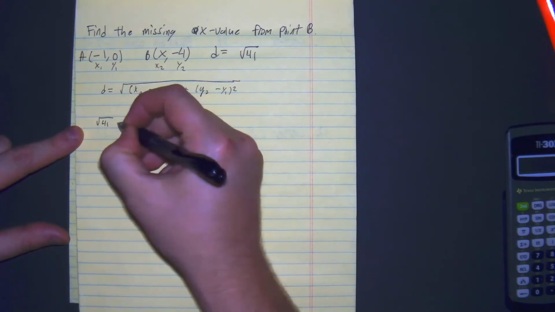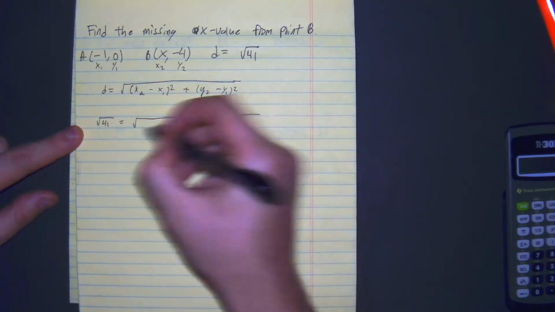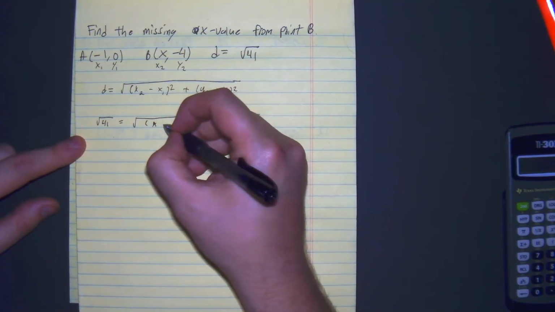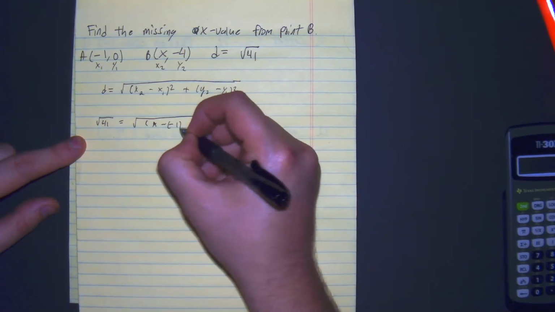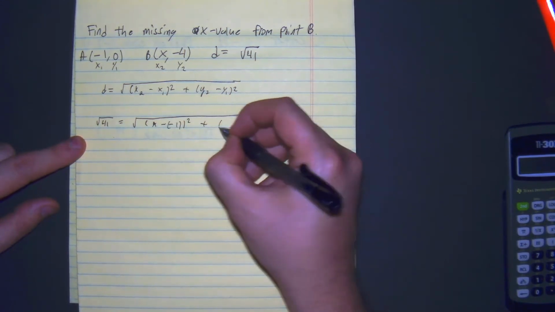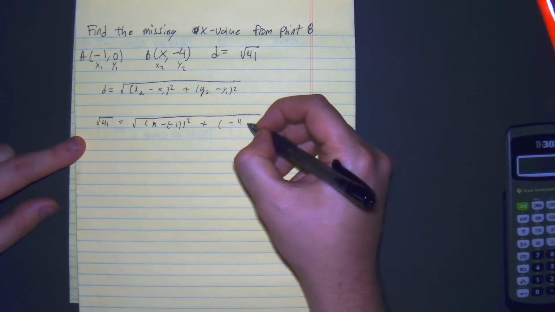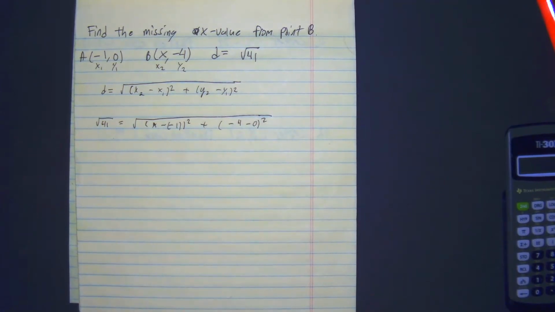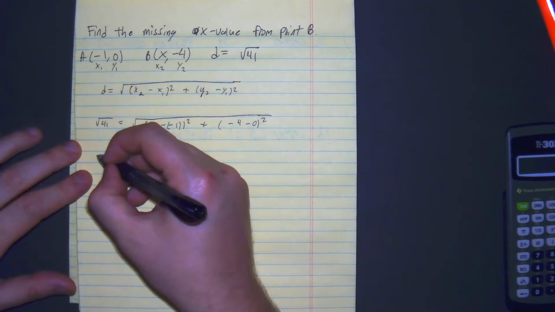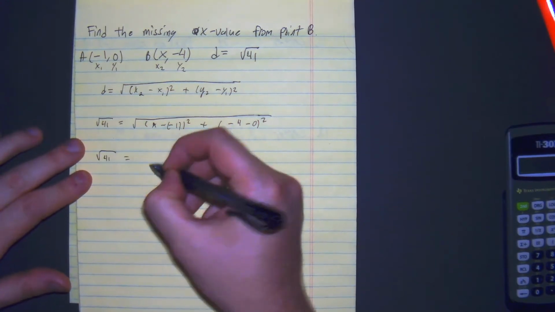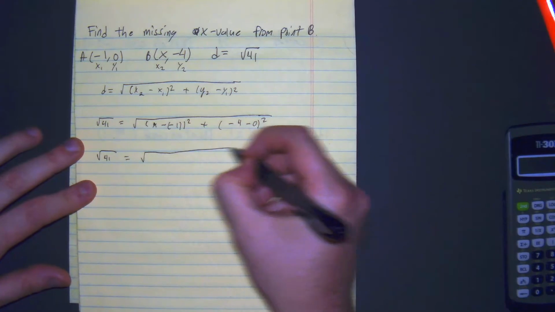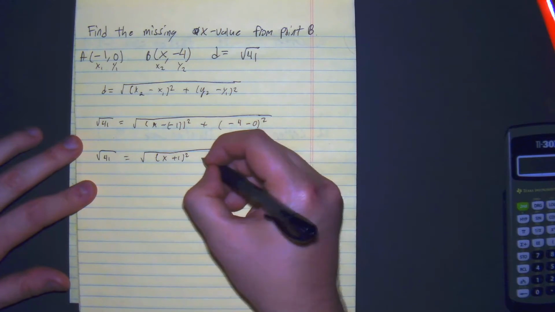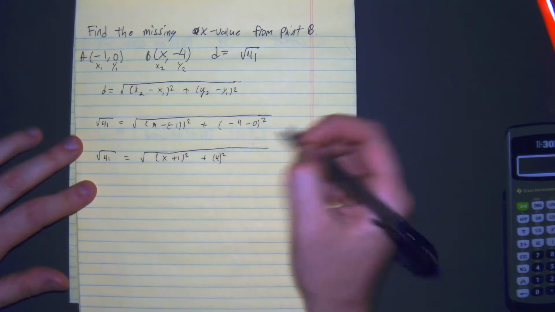Square root 41 is equal to the square root of x minus negative 1 squared plus negative 4 minus 0 squared. So that's the equation written out. I'm going to rewrite it. Square root of 41 is equal to the square root of x plus 1 squared plus 4 squared.